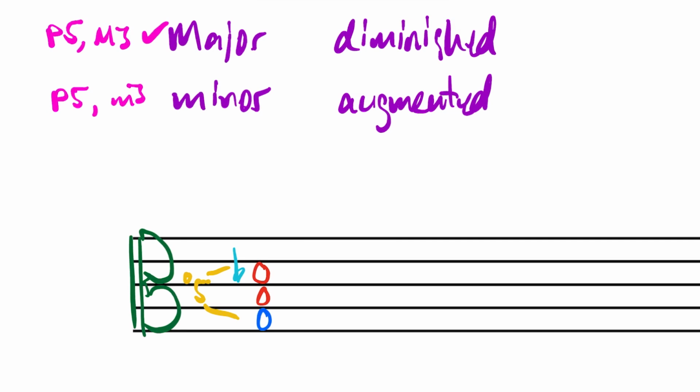And then now we need to think about the third. We have a diminished fifth, but then in the middle there we also have a minor third for a diminished triad.